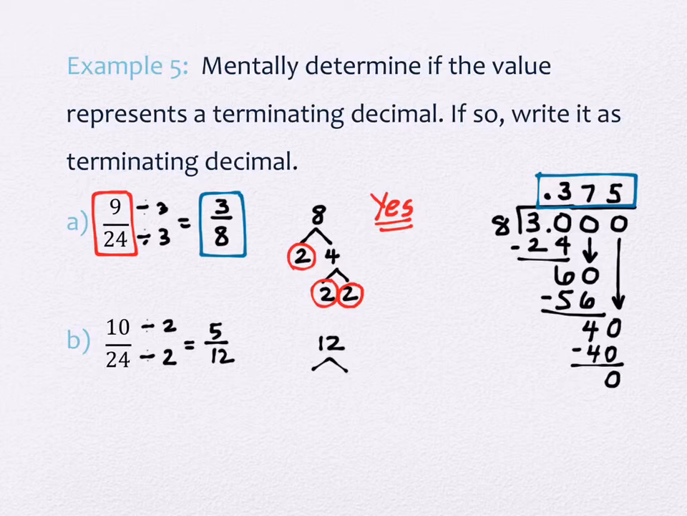So what is 12? 2 and 6, okay. And what is 6? 2 and 3. Some of you might have looked at 12 initially and not done 2 and 6. You might have done 3 and 4. Doesn't make any difference which one you do. Eventually you'll have the same factors because factorization is unique. So this is 2 times 2 times 3. What does that tell you? This is not a terminating decimal.